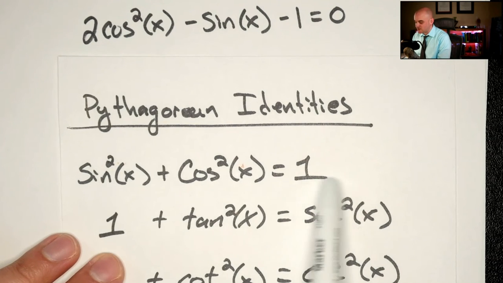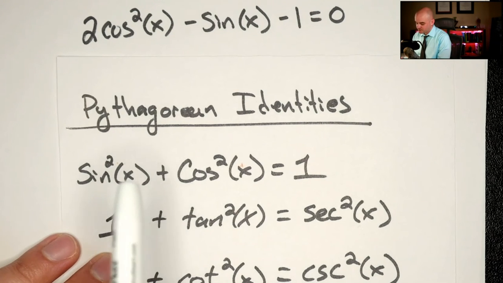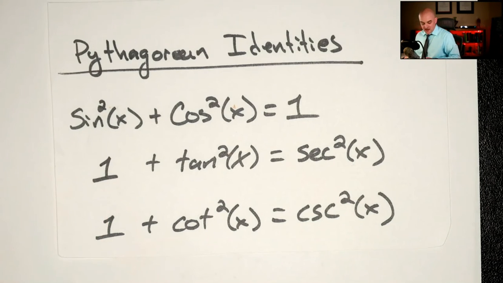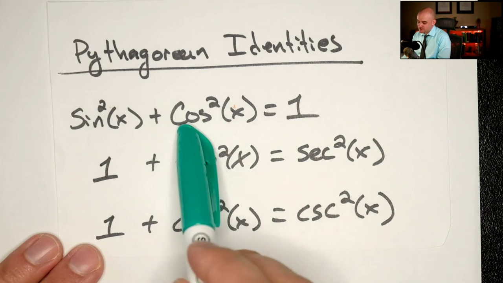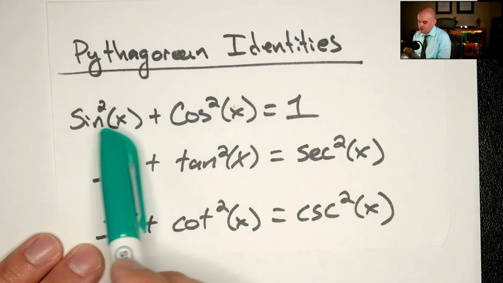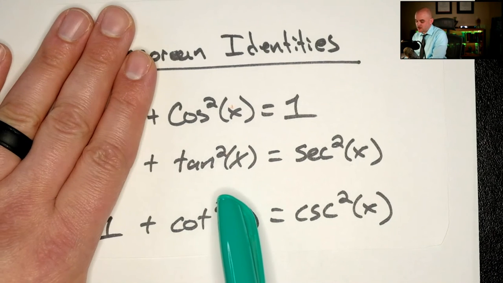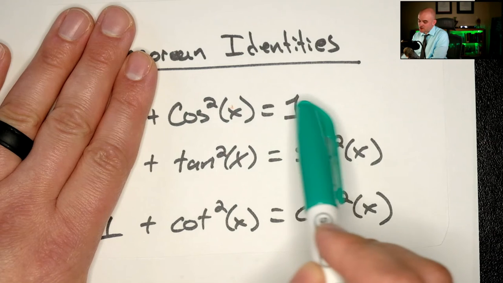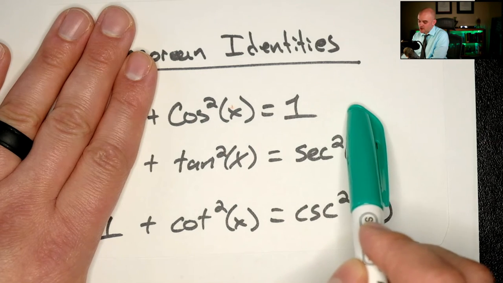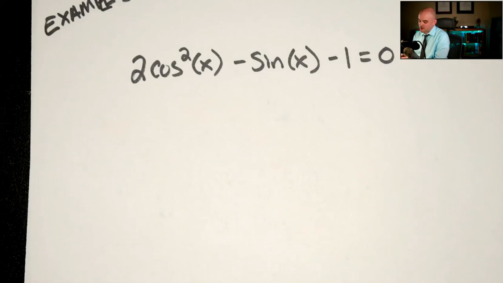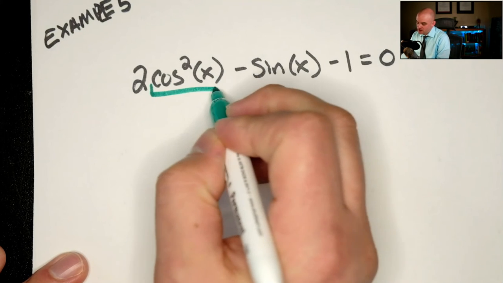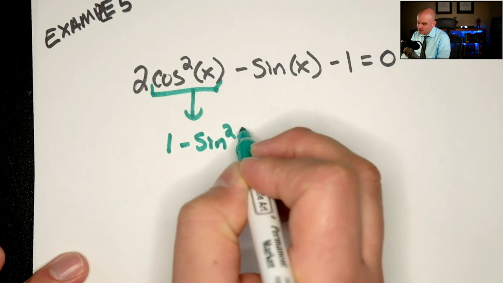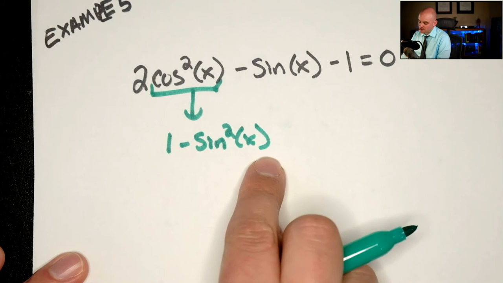Well, if I go to this Pythagorean identity and subtract sine squared from both sides, this is what I end up getting. This is the same thing as 1 minus sine squared. Notice if I subtract sine squared from the left side, it goes away, but I also subtract it from the right side. So cosine squared equals 1 minus sine squared. And that's what I'm going to put in here. Where I had cosine squared, I'm going to substitute in 1 minus sine squared of x, by our Pythagorean identity.